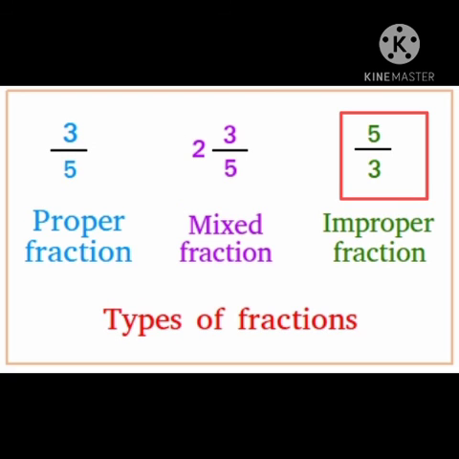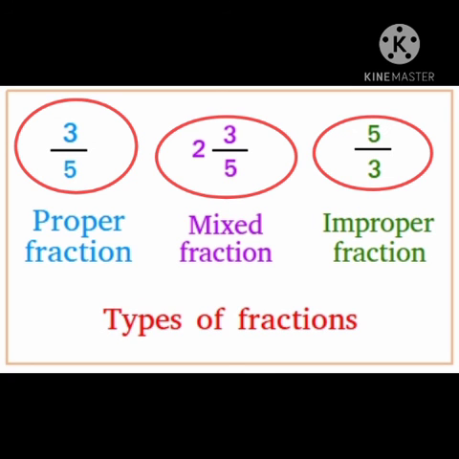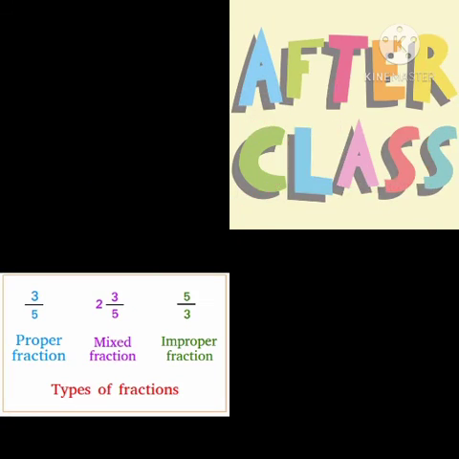Here see the last one, improper fraction. What is meant by improper fraction, children? Yes, a fraction in which the numerator is greater than the denominator. The numerator is greater than the denominator. Here how many types of fractions are there? 3 types. Proper fraction, improper fraction and mixed fraction.